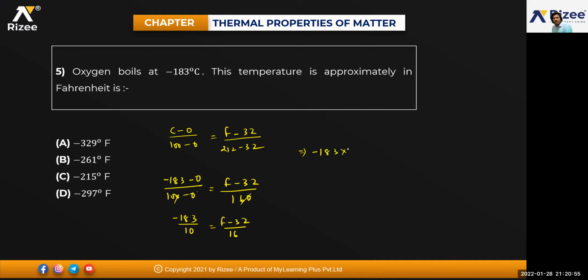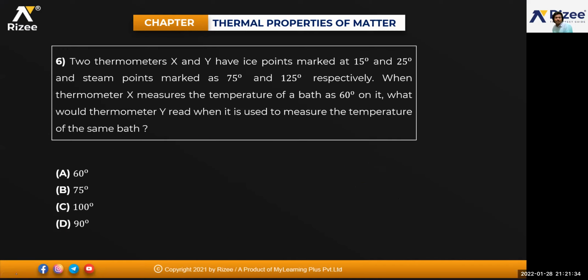Minus 183 into 16 divided by 10 is equal to F minus 32. Option D, minus 273. Simplify and we'll be getting the answer. F is equal to minus 297 degrees Fahrenheit. Done, beta? So next one.